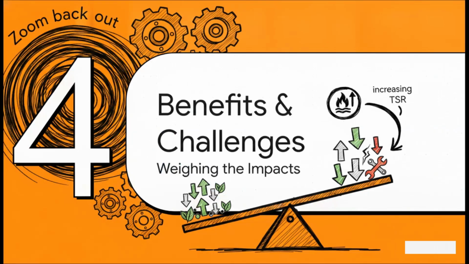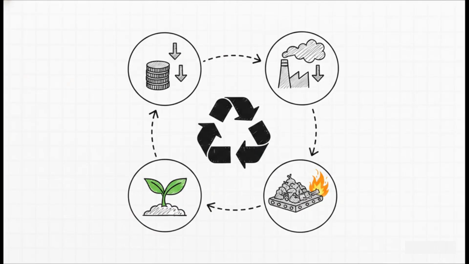Now that we've totally mastered the calculation, let's zoom back out for section 4, benefits versus operational challenges, weighing the impacts. Let's start with the benefits because they are incredibly compelling. By replacing coal and pet coke, cement plants score some massive economic and environmental wins. You dramatically reduce your dependence on fossil fuels, you lower CO2 emissions, and you help support sustainable cement production. Plus, it allows the industry to safely co-process industrial and municipal waste.